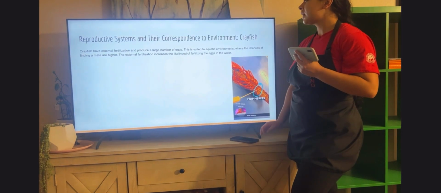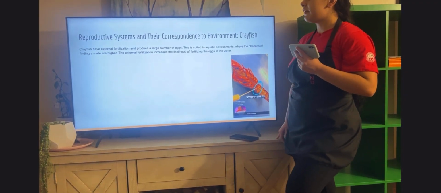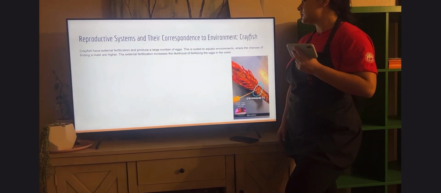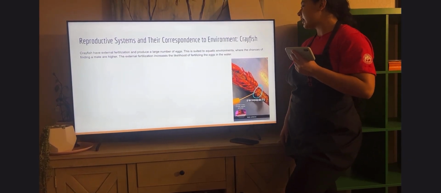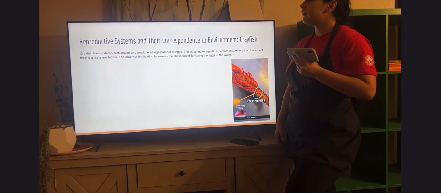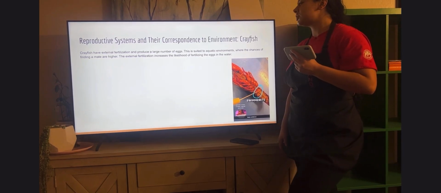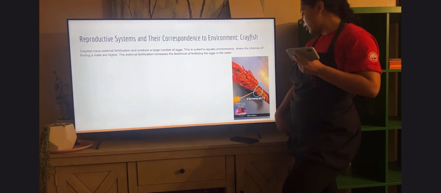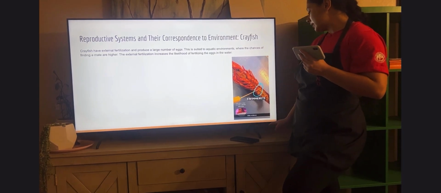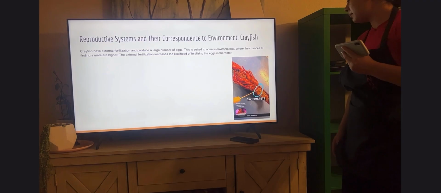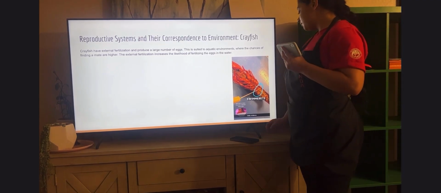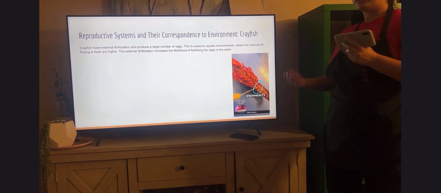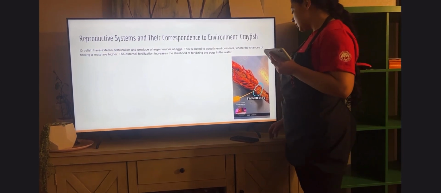beneficial to them. And so for the crayfish, they have external fertilization and produce a large number of eggs. This is suited to aquatic environments where the chances of finding a mate are much higher. The external fertilization increases the likelihood of fertilizing eggs in the water. Right here you can see those swimmerets. Our crayfish was a male. The crayfish carry the eggs on their swimmerets. We learned this from our post-lab knowledge.